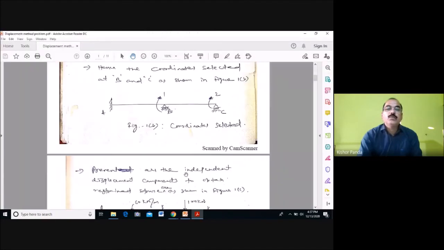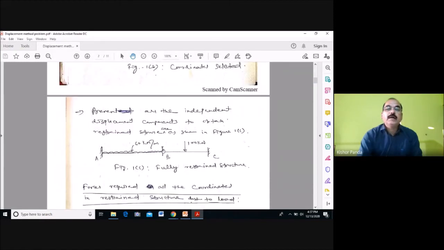Then what do you have to do? Here you have to prevent the displacement at B and the displacement at C. So you have to restrain B and restrain C, meaning you have to make this fixed and this also fixed. So there is no displacement at any joint or support. Prevent all the independent displacement components to obtain the restrained structure, as shown in figure 1C, the fully restrained structure.